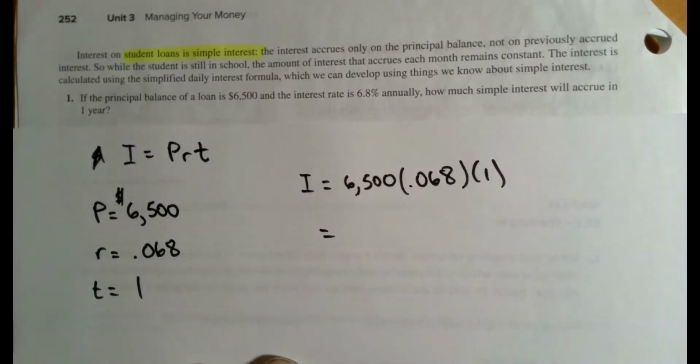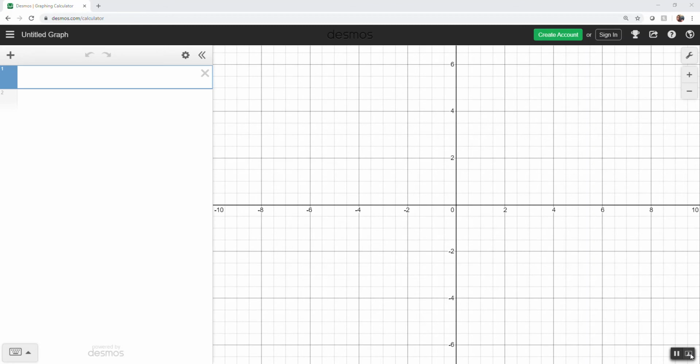Let's look at Desmos and see what that comes out to be. 6500 times 0.068, and then we don't need to do the times 1. That means in 1 year, we will be charged $442.